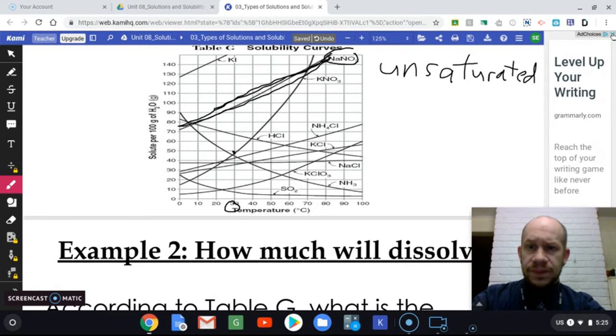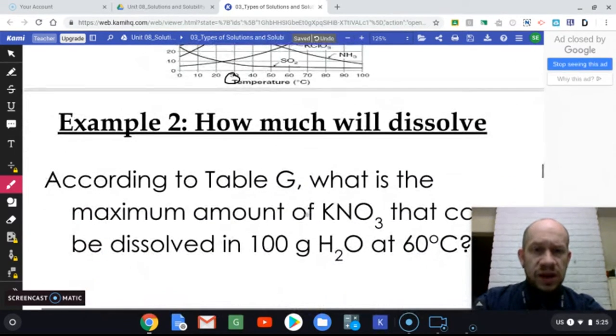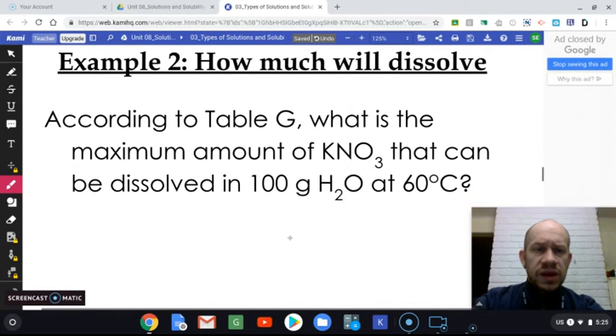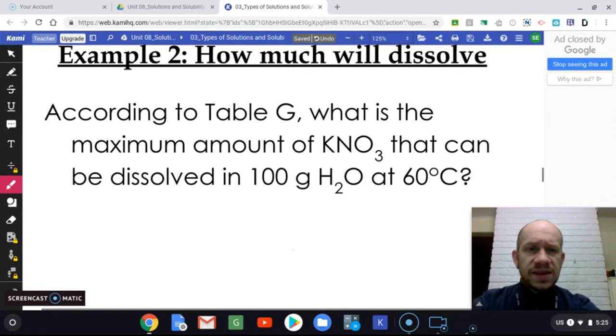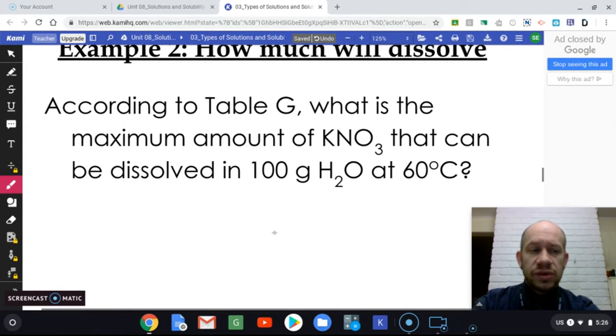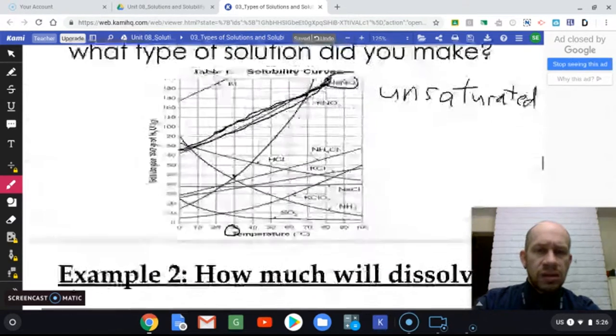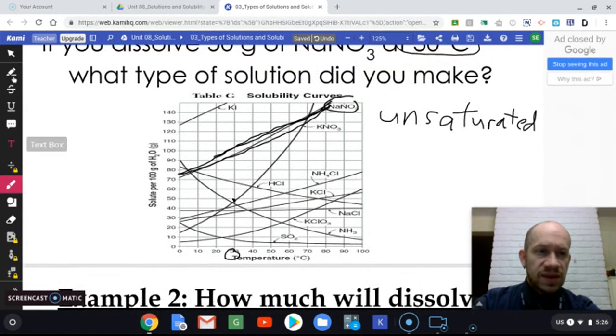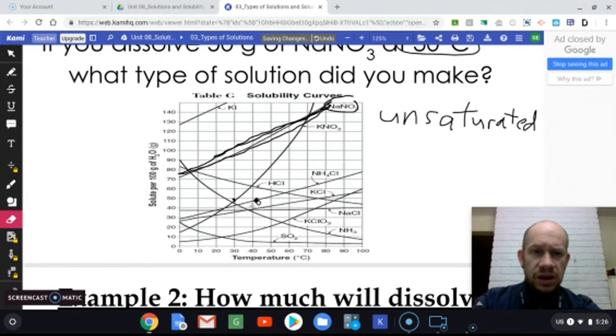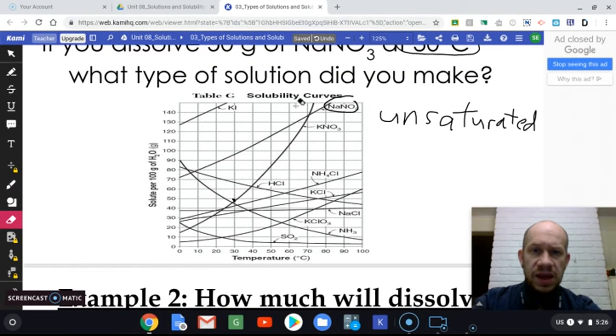Okay, so example 2, let's try another one. How much will dissolve? According to Table G, what is the maximum amount of KNO3, or potassium nitrate, that can be dissolved in 100 grams of H2O at 60 degrees Celsius? Looking back at our Table G, I'm going to use the same one from before. Let me erase the little marks I made on here.